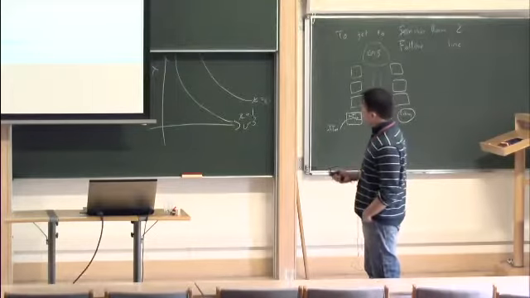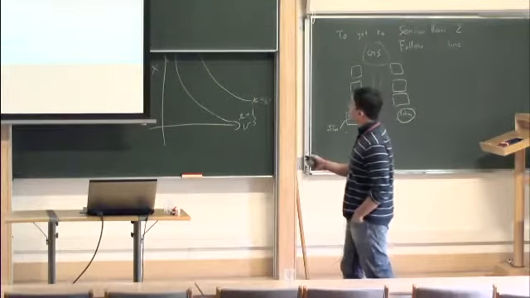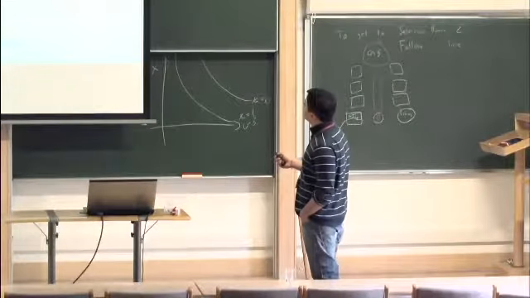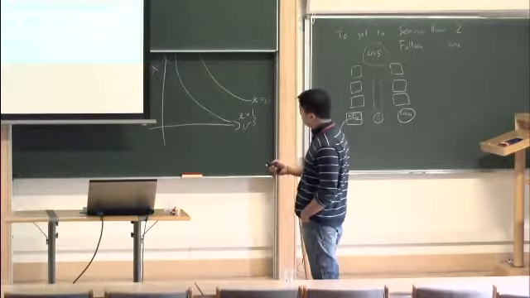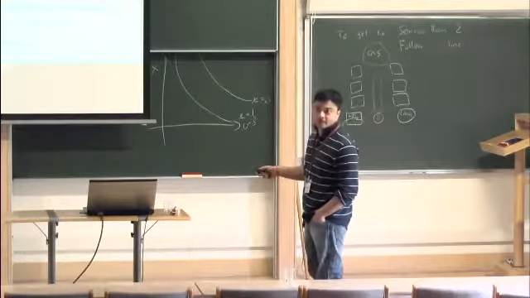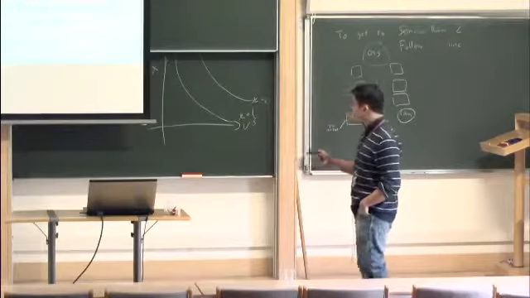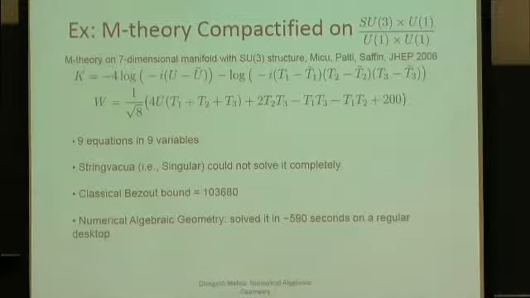I took this example to demonstrate the efficiency of this numerical approach. I took this paper, and these were the K and W, and in the end V looked like this. So I wanted to find all the stationary points of this V. There are 9 equations and 9 variables here. The package StringVacua could not solve it completely. It gave some information, but it could not solve it in the sense of what we mean by a solution, which means that Singular, the interface, could not solve it.